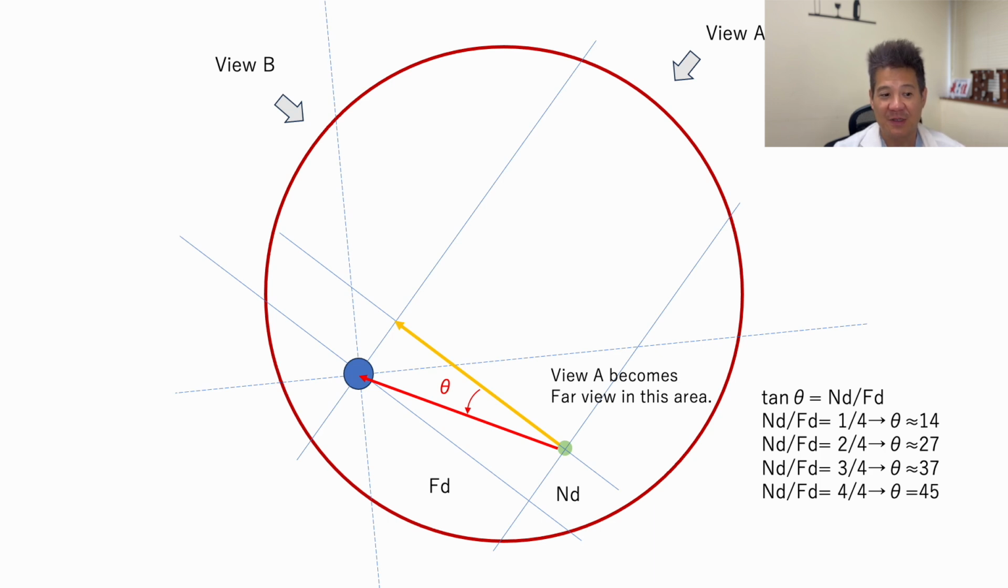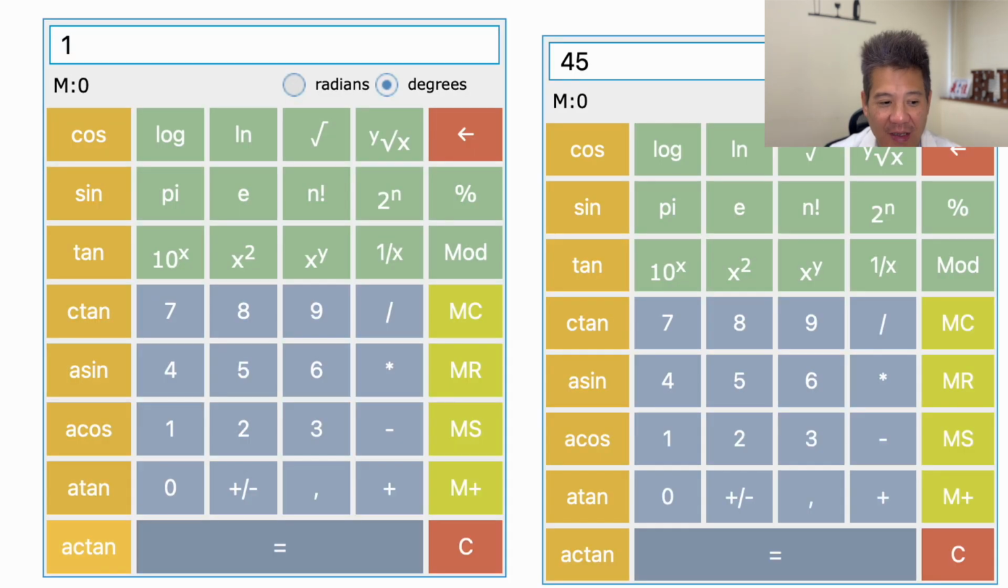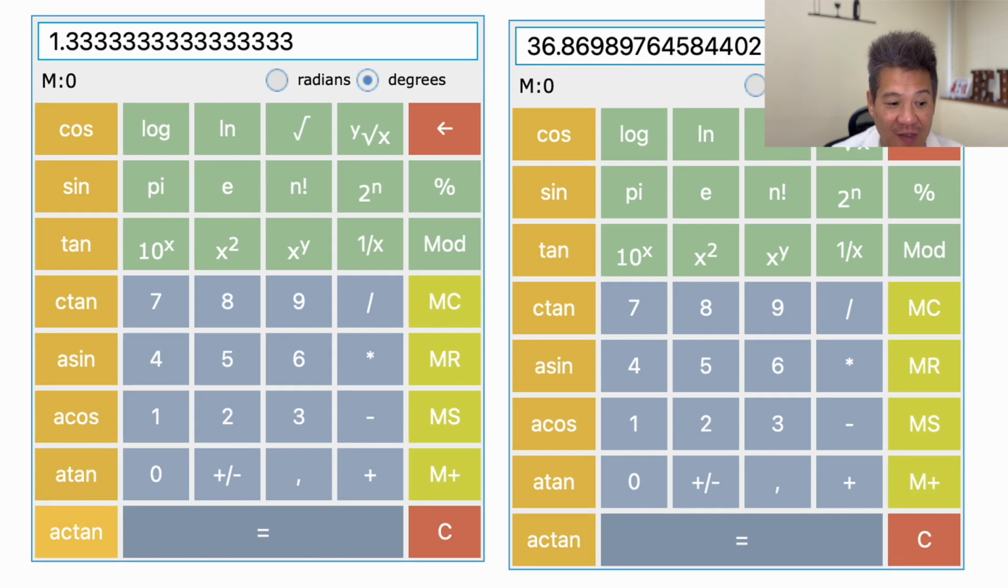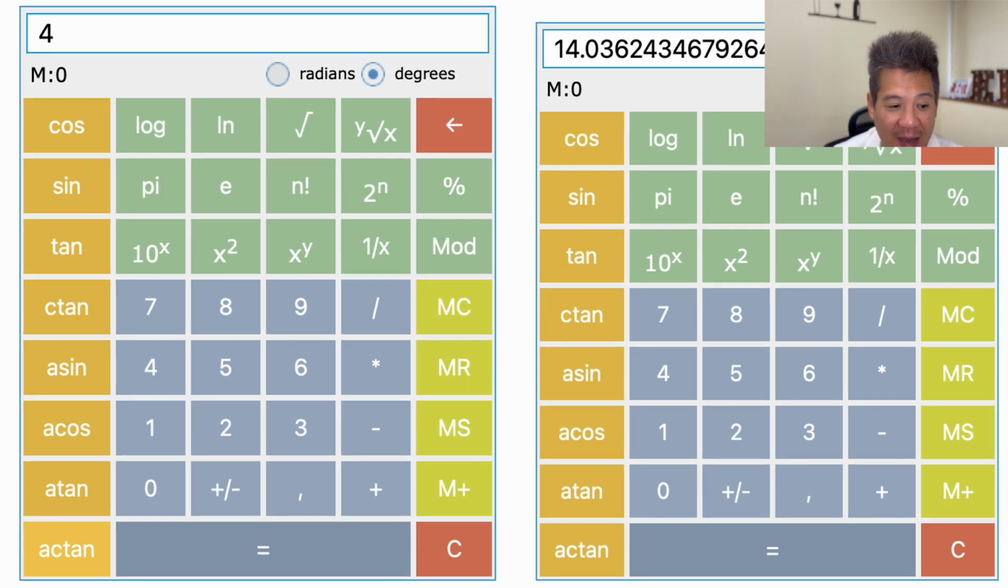And Matsuno Sensei has also worked out the angles for tangent theta. And it's very easy. You can do it yourself. You can use any scientific calculator. If you press 1 and you press the reverse tangent button, on the left-hand side bottom, you get 45 degrees, okay? And similarly, if you press 2 over 1 and you press reverse tangent, you get 27 degrees, etc. So 37 degrees, and 14 degrees for 1/4.